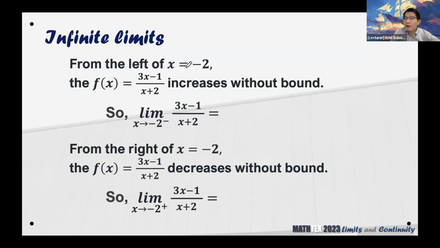Now, from the left of -2, we can see that the function values increase without bound. And if the function values increase without bound from the left of -2, that is the part that we say that the limit will be positive infinity. Again, this is not a fixed value. This simply indicates the function values from the right increase without bound. As compared to this other one, let's just go back.